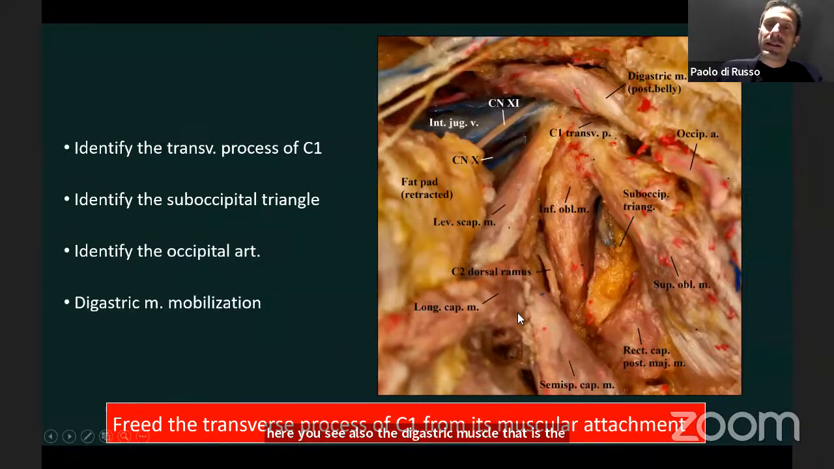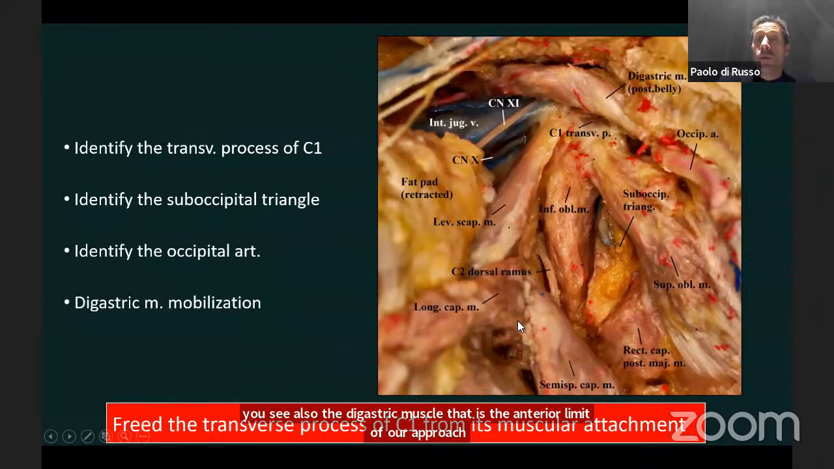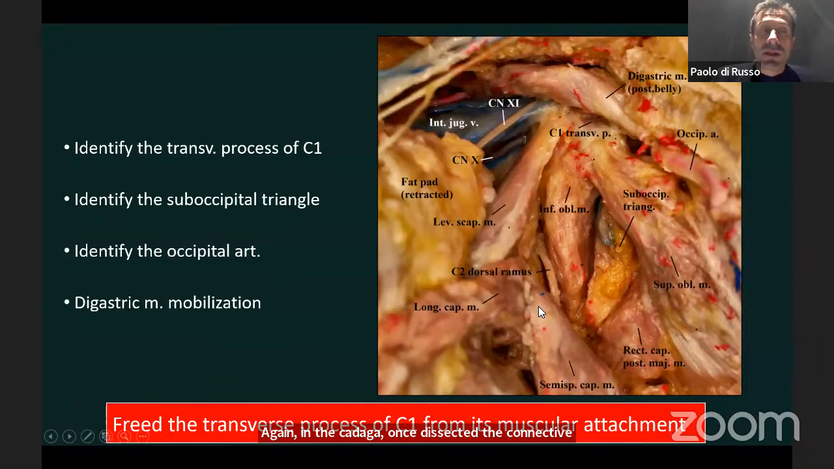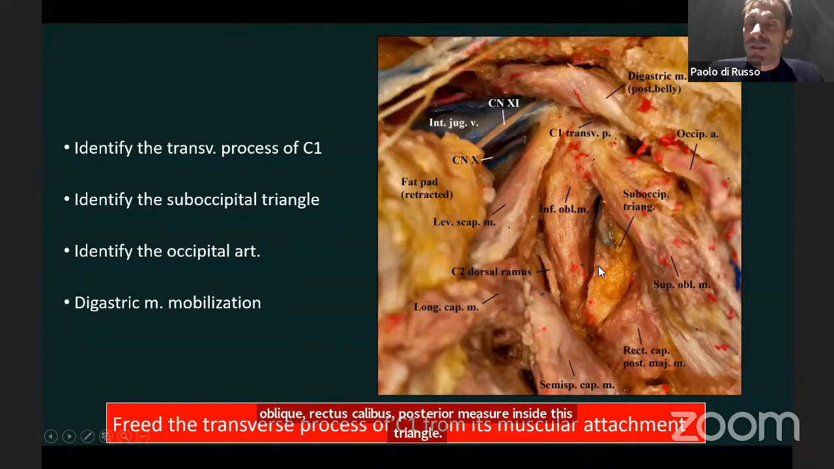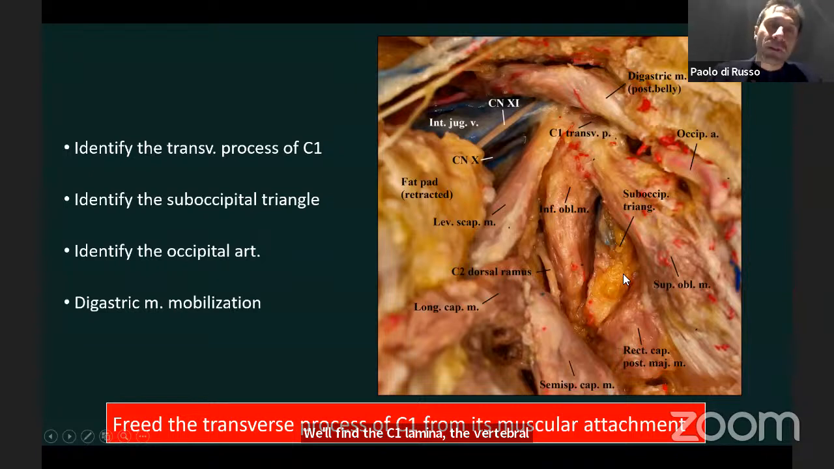Again, on the cadaver, once the connective tissue is dissected, we have the suboccipital triangle. So identify the three muscles: superior oblique, inferior oblique, and rectus capitis posterior major. Inside this triangle, we will find the C1 lamina, the vertebral artery inside the periosteum, and the venous plexus and the dura of the craniocervical junction.